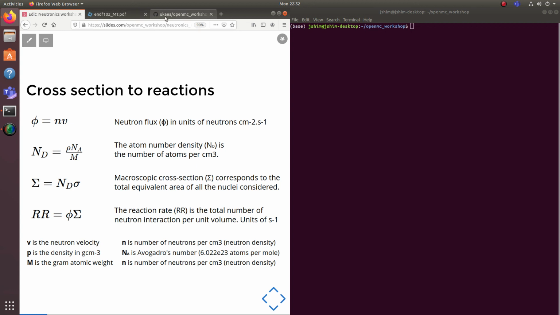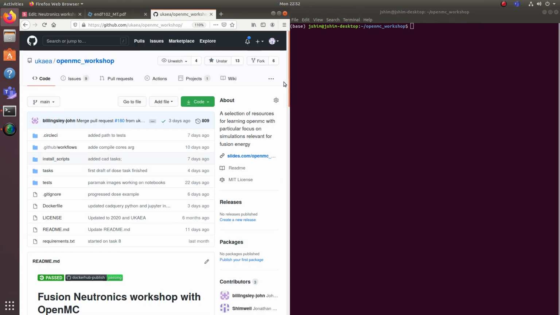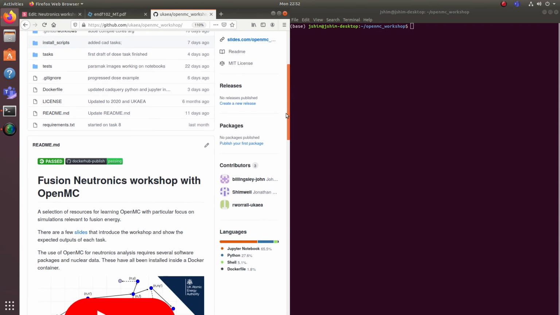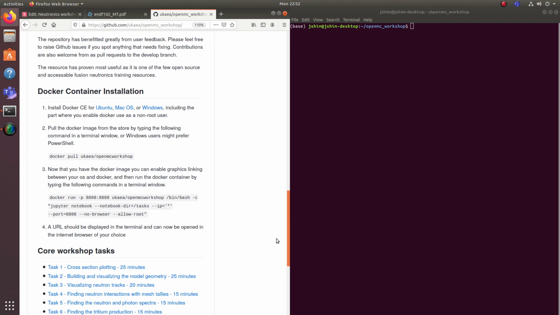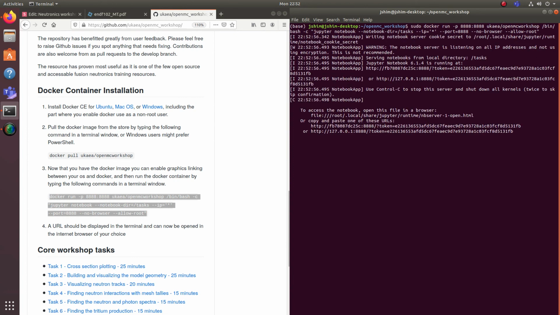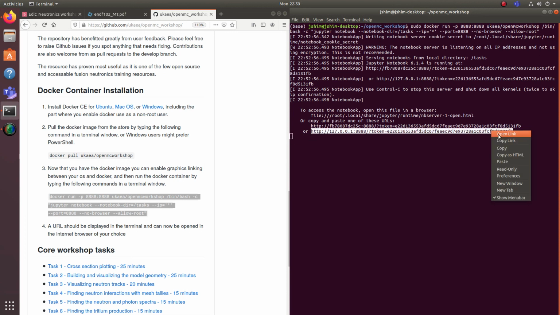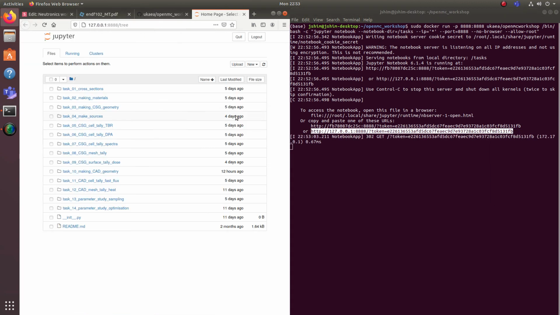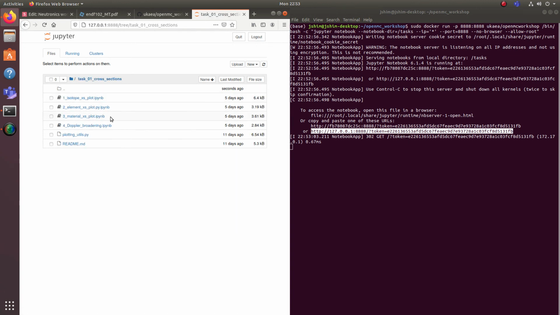Let's have a look at task 1 now. So I've got the GitHub page for the OpenMC workshop here, and I'm going to run the Docker file. Just putting in a sudo to grant admin rights. I need admin rights on my computer setup, but you might not. And I'm going to open that link. Here's my Dockerized environment, and here's task 1.